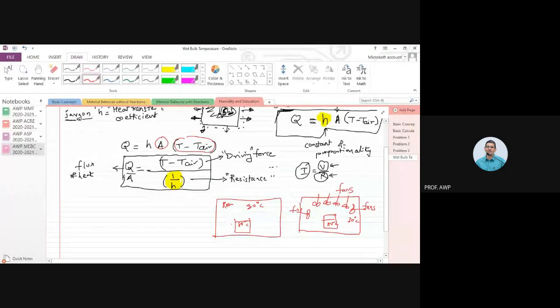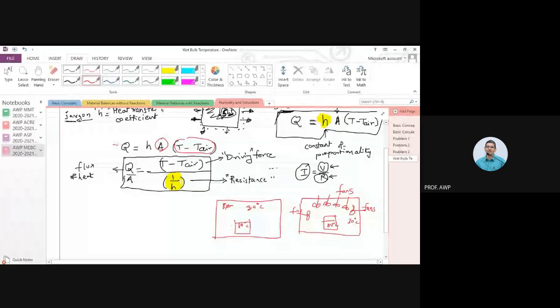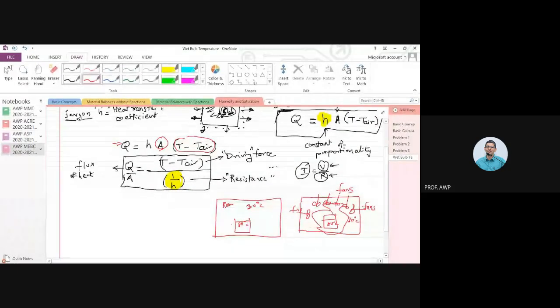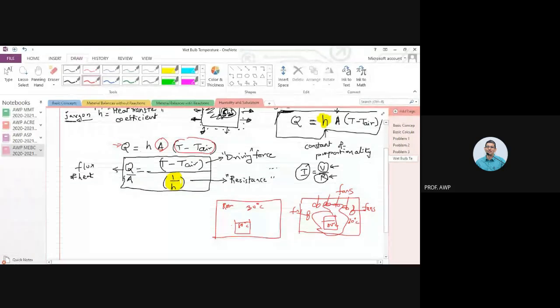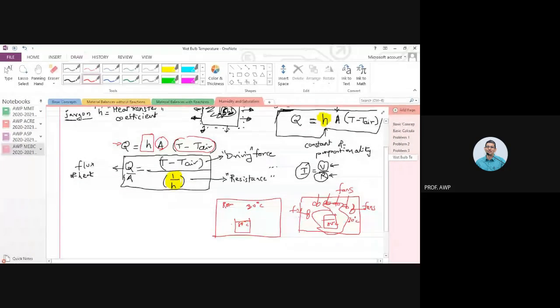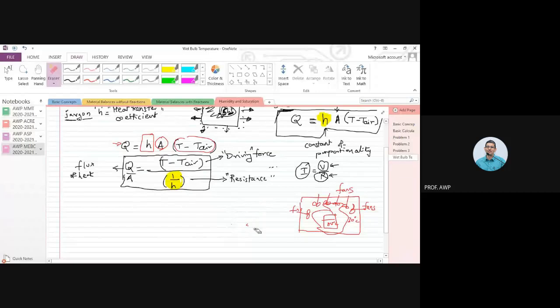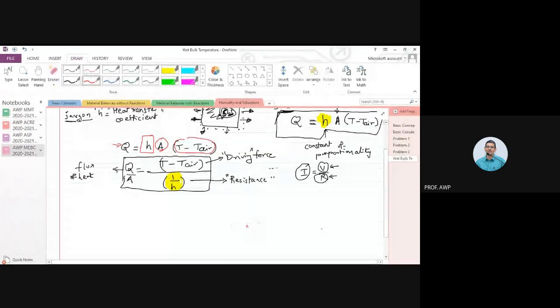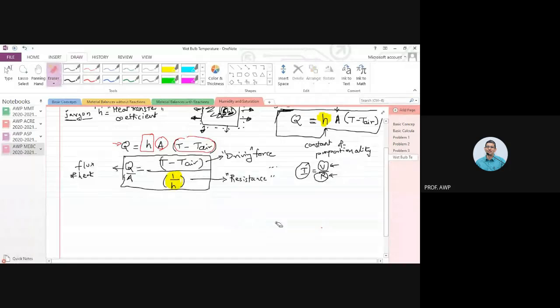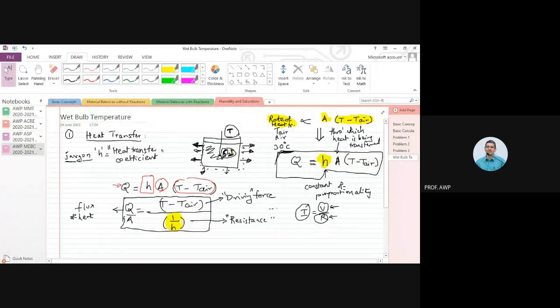Driving force is the same, area is the same, identical beakers, but the rate of heat transfer is much, much faster here. Reason being, this constant of proportionality is higher in a place where fans are there than a place where fans are not there. So constant of proportionality or heat transfer coefficient depends on the situation. H depends on situation.